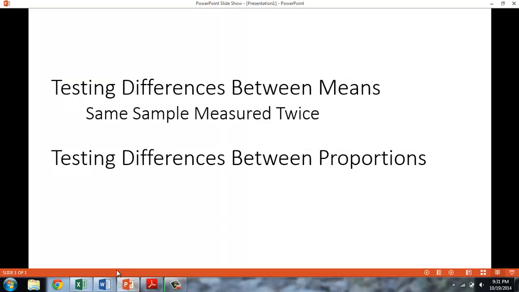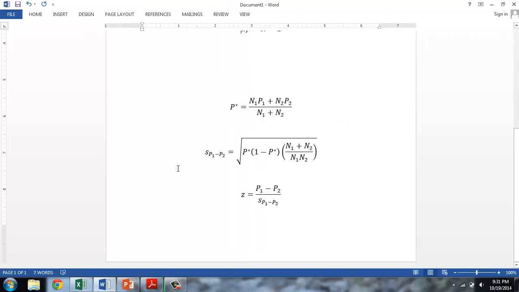Next, we'll cover testing differences between proportions. Testing differences between proportions is similar to confidence intervals for proportions. Notably, we use the z distribution instead of the t distribution. In order to calculate a z ratio, we need the difference in the proportions and the standard error for the difference in proportions. Here's the formula for the standard error in the difference of proportions, and you'll notice that it includes a variable called p star.